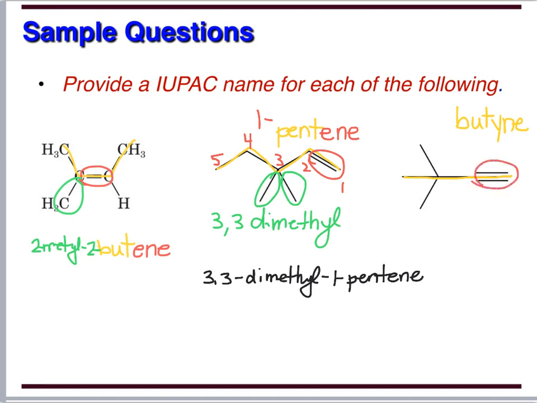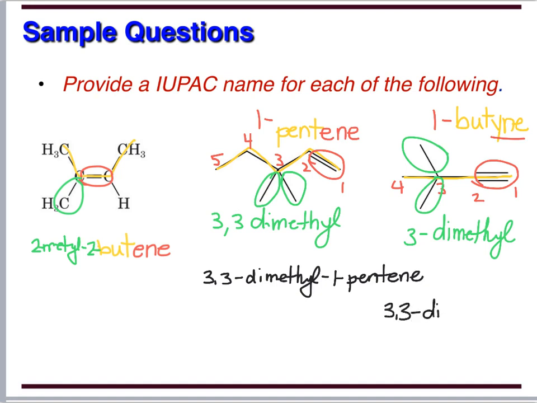And now I'm looking at what number it occurs at. So that's 1, 2, 3, 4. So it's again at number 1. Taking a look at my substituents, again, I've got 2 methyls. So it's a dimethyl, and they occur at carbon number 3. So when I put it all together, I've got 3,3-dimethyl-1-butyne. Oops, I ran out of room.